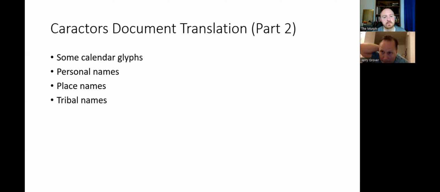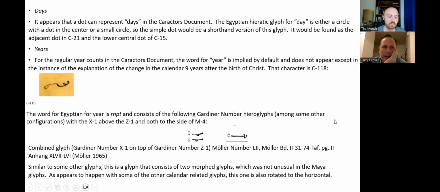So they just stopped using them, like Yoth and a few other ones. So anyway, we'll get into it. Here's a few more of what I call calendar glyphs. These are mostly just the measurement of time glyphs, not the specific calendars.